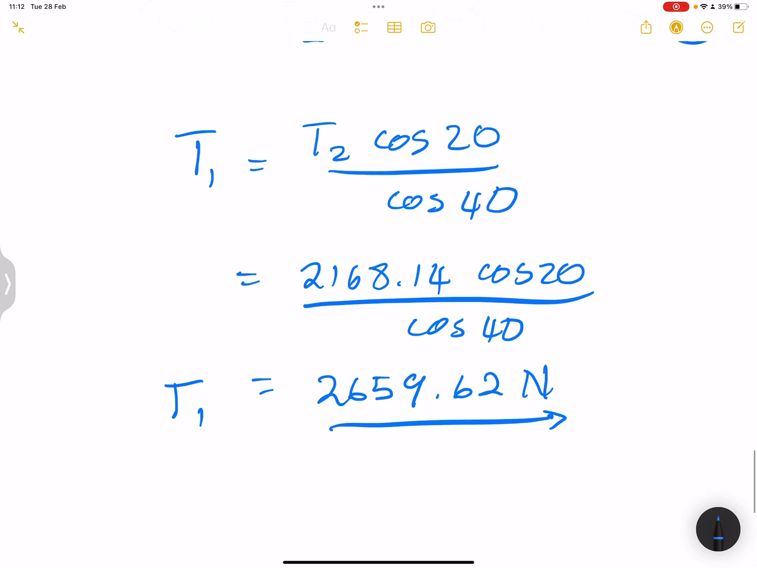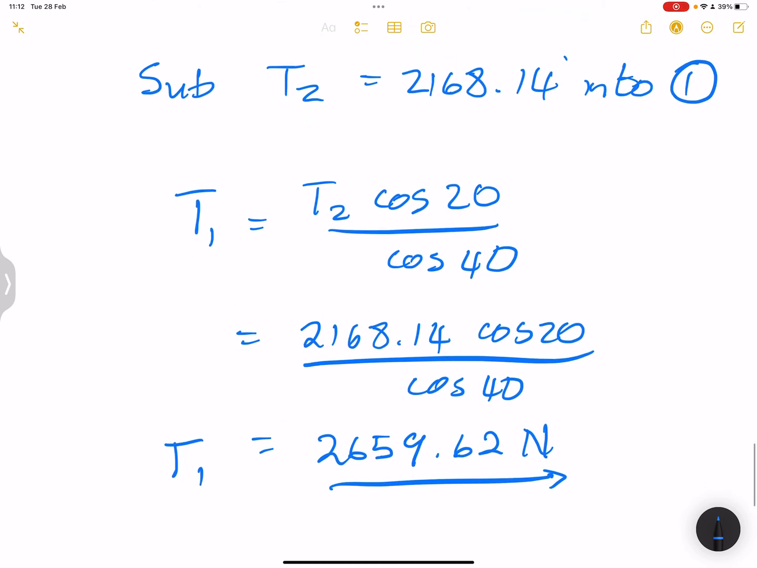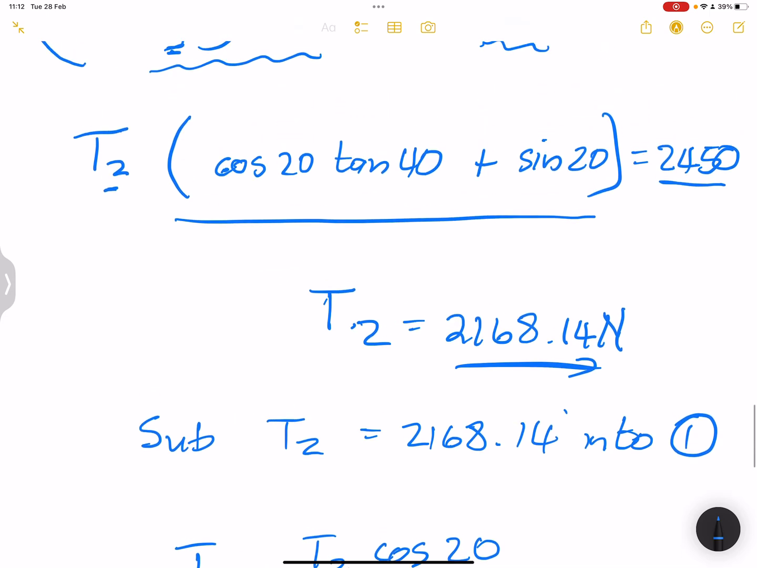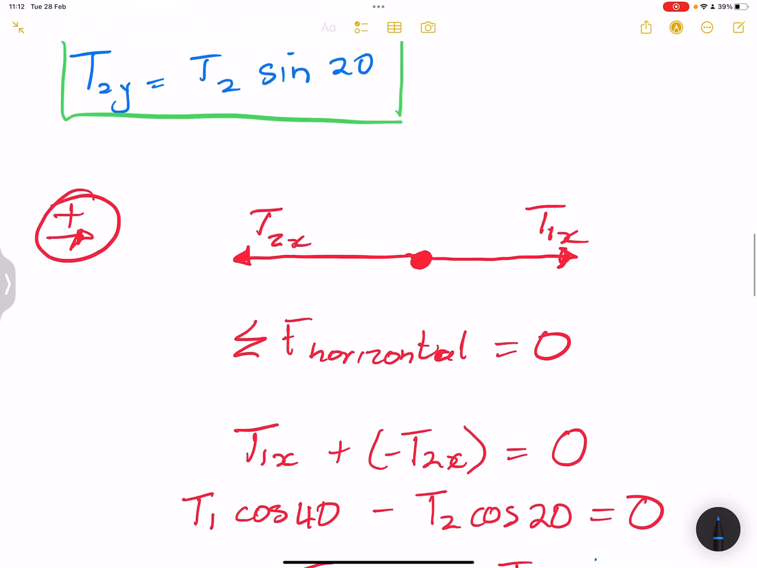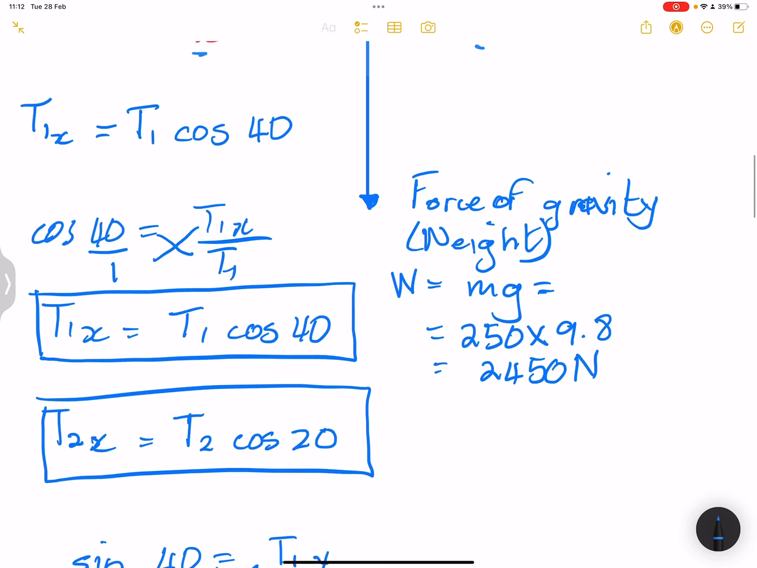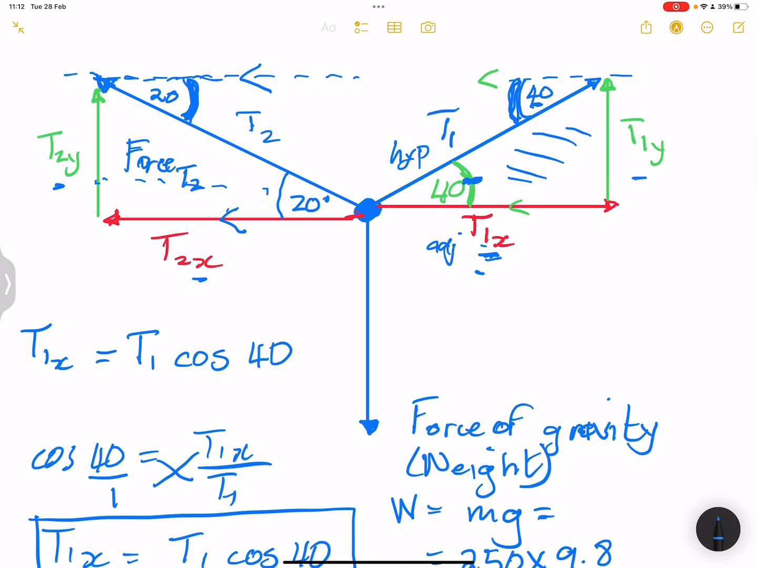But in this case, this is how we are going to use components instead of using the triangular law of vectors in equilibrium. Ladies and gents, I hope that you understood this. Of course, it's a little bit involving mathematically, but nonetheless, it does do the trick.